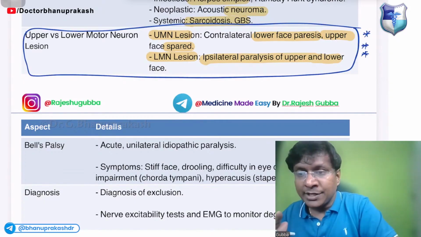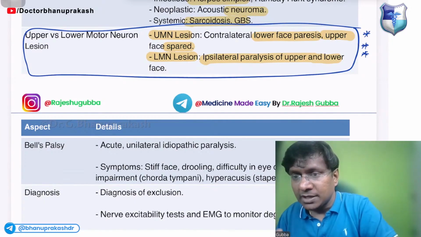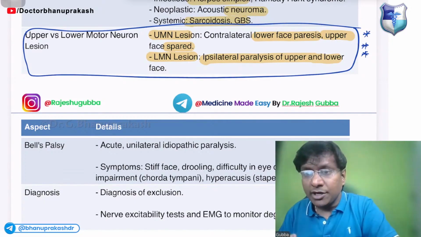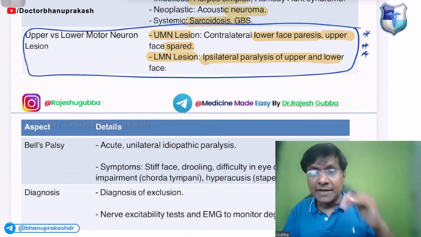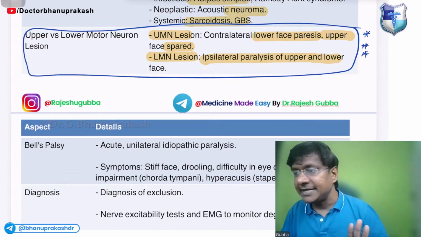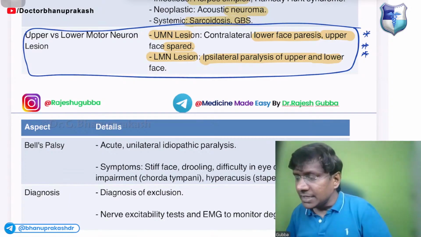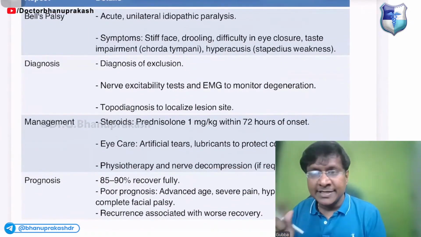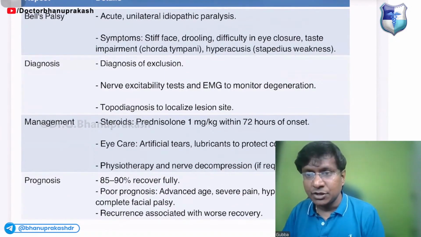So in upper motor neuron lesion, you will have contralateral lower half paresis, lower face paresis, whereas in lower motor neuron lesion, ipsilateral half, upper and lower half of the face is completely paralyzed. Okay. Now, coming to the Bell's palsy. So Bell's palsy, what did I tell you? That is the most common cause for the facial nerve palsy.